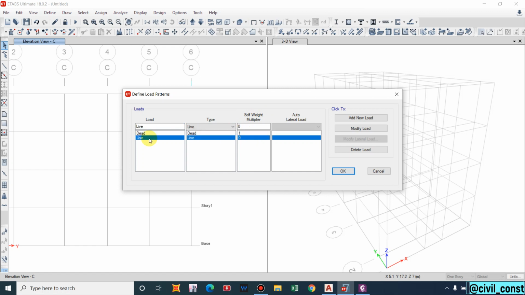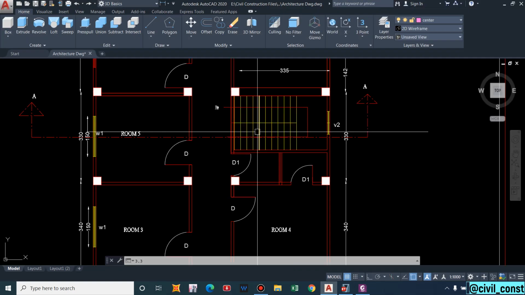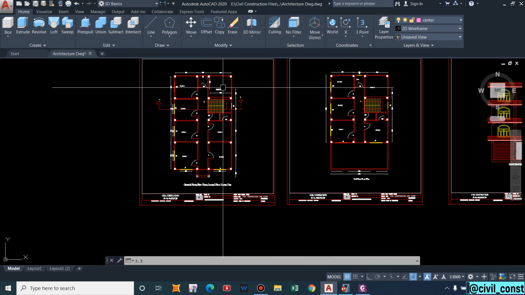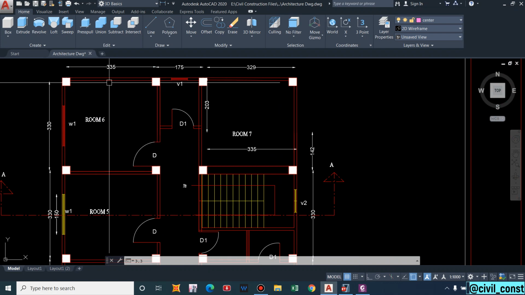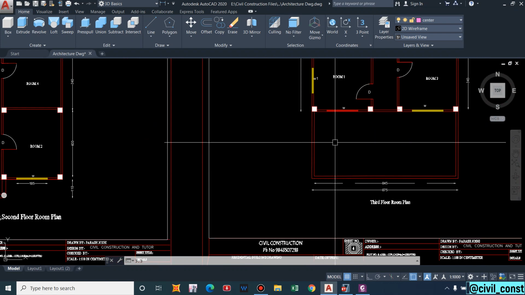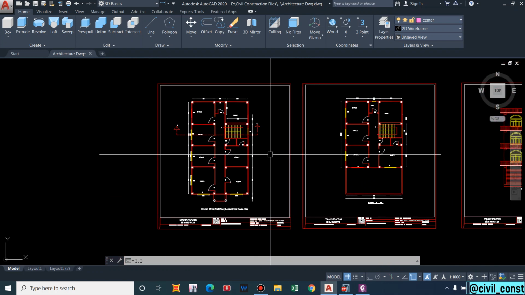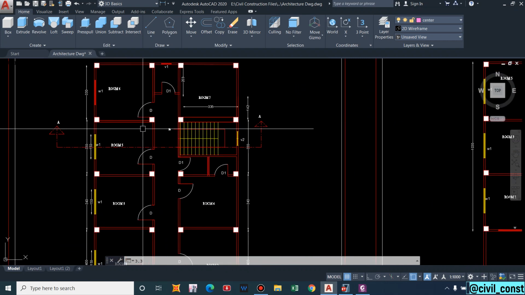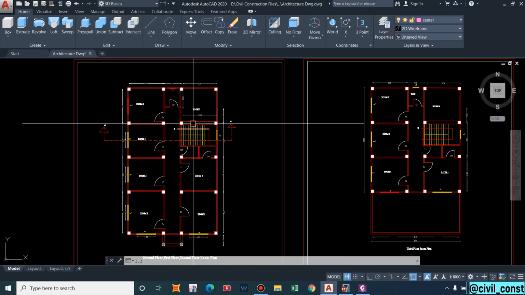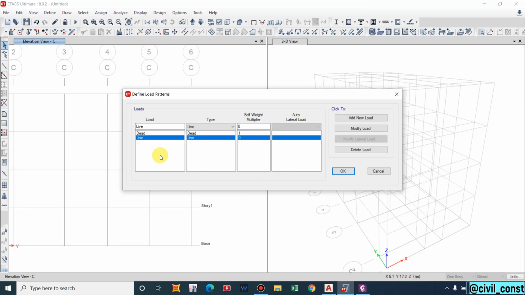Then we have live load, which is the load that may or may not be present in the structure. Now let us list out the loading, and proper visualization can be done through the architectural drawing. So we have wall load, internal wall, external wall. Similarly we will have the parapet wall, floor finish, and then earthquake load.